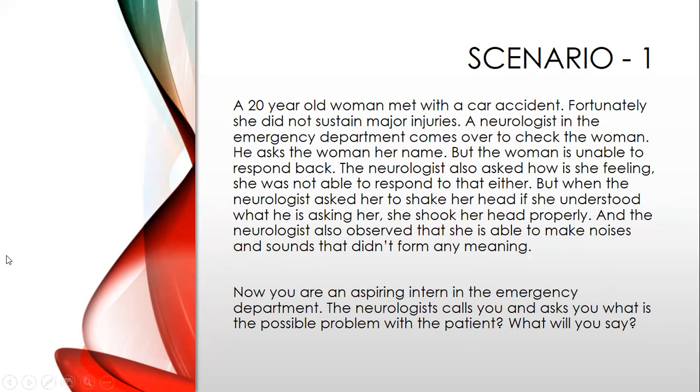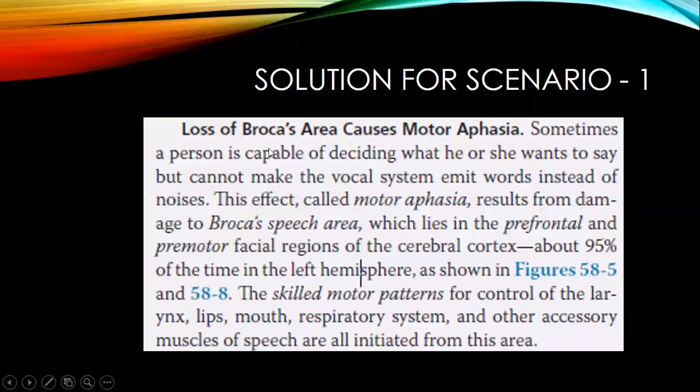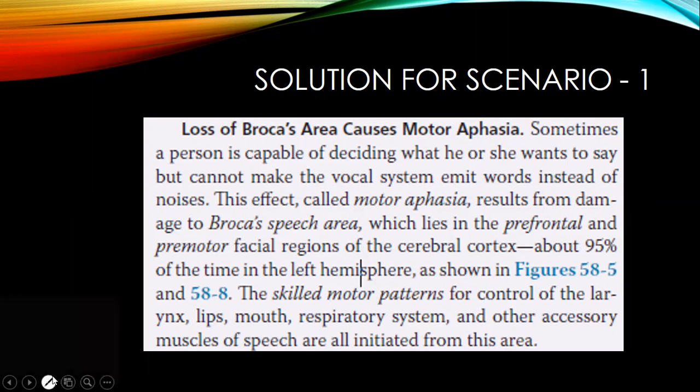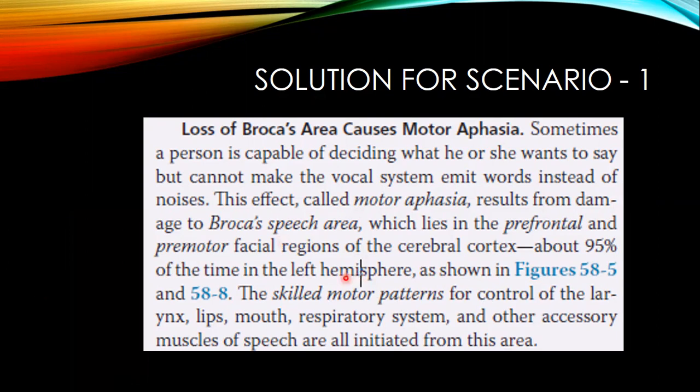So that means there is a high chance that Broca's area of her brain is affected here. The loss of Broca's area causes motor aphasia, which is loss of speech, right? The skilled motor patterns for control of the larynx, lips, mouth, respiratory system, and everything are dependent on Broca's area. And that part is affected for her because of the car accident. And that is why she presented with those kinds of signs in the clinic.